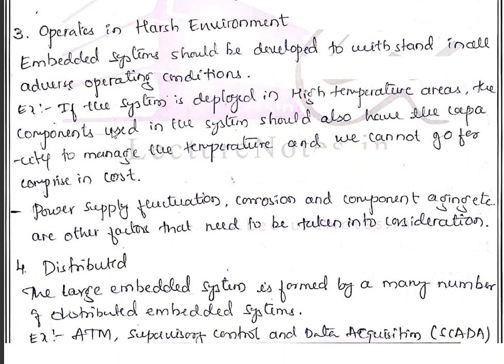Next one is it operates in harsh environment. Embedded system should be developed to withstand all the adverse operating conditions, which means it should be able to withstand the harsh environment around it. An example would be if a system is deployed in high temperature areas, the components used in the system should also have the capacity to manage the temperature. And also power supply fluctuations, corrosion, and component aging, etc. are the factors that need to be taken into consideration.